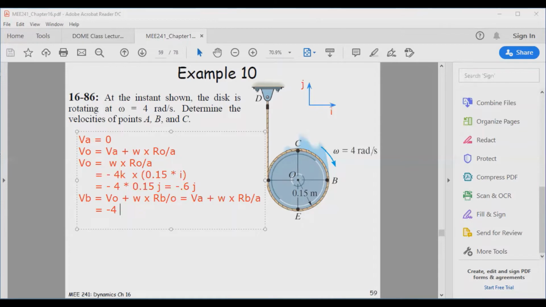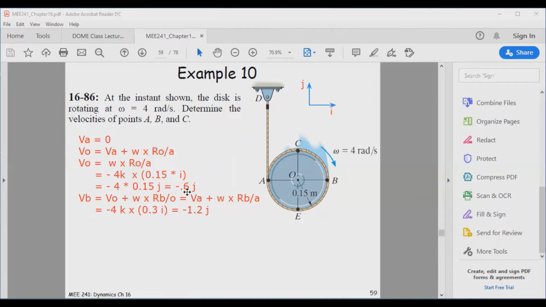right? Omega is going to be minus 4K cross R_B with respect to A, which is 0.3, right? 0.3K, which is going to be twice. Okay, so it's going to be minus 1.2. Okay, you guys agree? 0.3i, doctor. 0.3i, yes, thank you. All right, which is going to be equal to this. Guys, so really, it's really simple.